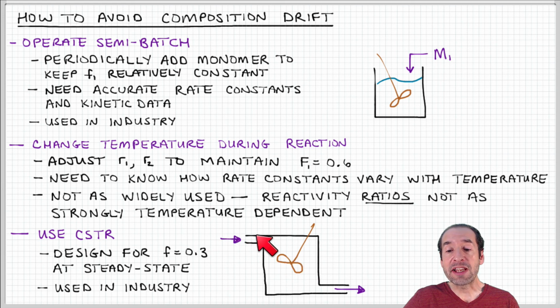So you balance the rate of flow and the concentration of monomer 1 that's introduced into the system in order to achieve that goal. And this also is used in industry to maintain constant compositions of products that are synthesized using these copolymerization reactions.